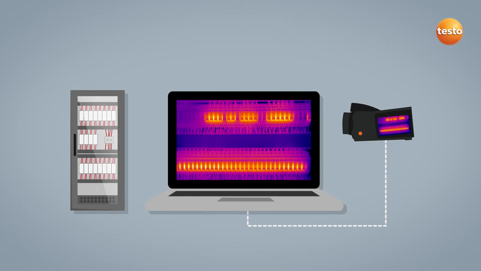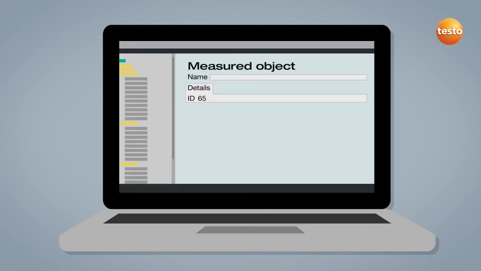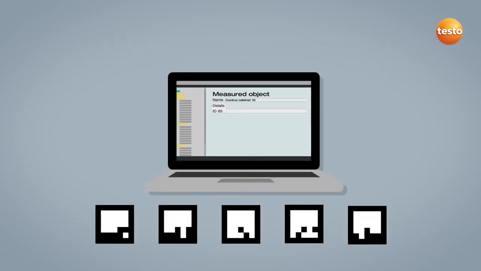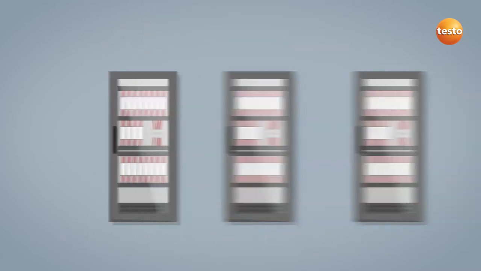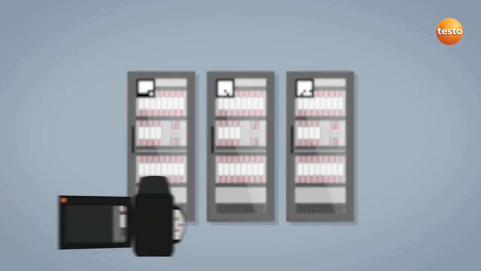The process is simple. Create markers for your measurement objects using the software IRsoft included in delivery. Print them on the supplied labels and attach them to the measuring locations. Done. The imager does the rest automatically.